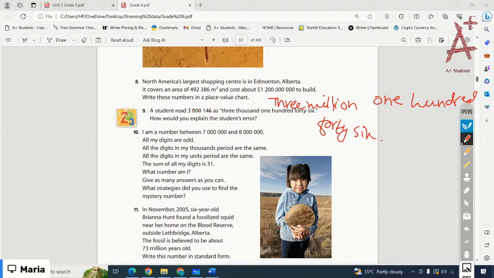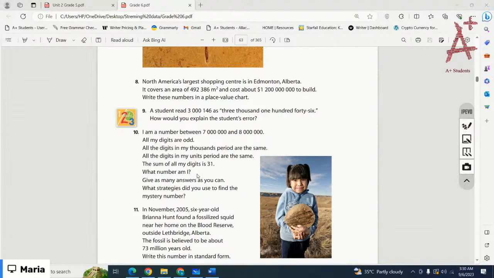Okay, question number 10. I am a number between 7 million and 8 million. All my digits are odd. All the digits in my thousand period are the same. All the digits in my unit period are the same. The sum of all my digits is 31. What number am I? Okay, let me just copy and paste the number, then we'll think what number it is.